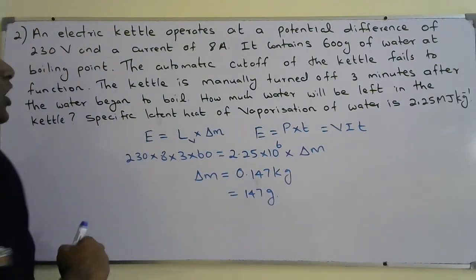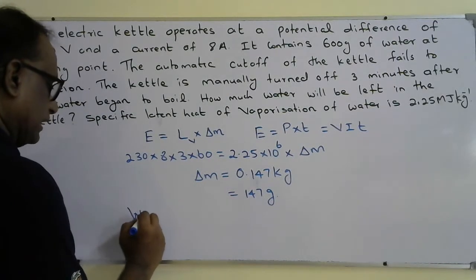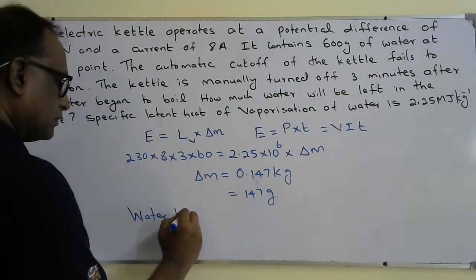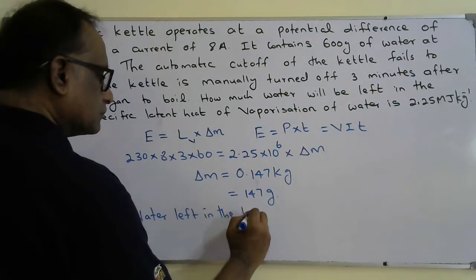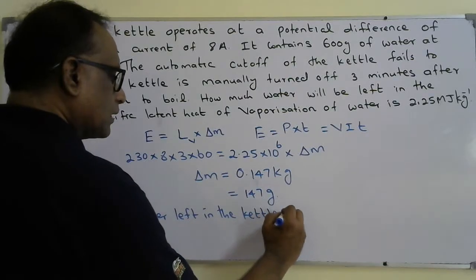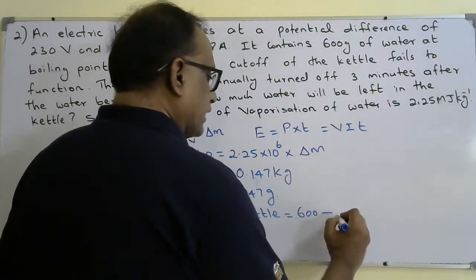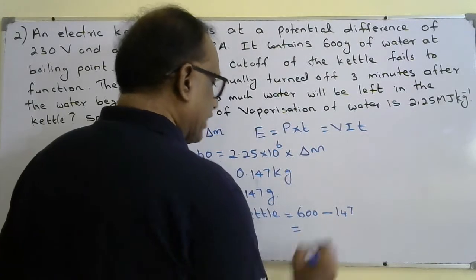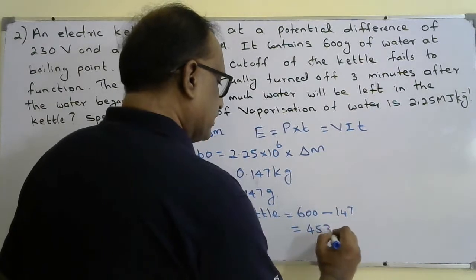So the question is, how much water will be left in the kettle? Initially 600 grams. Now 147 grams have already vaporized, so the balance will be 453 grams.